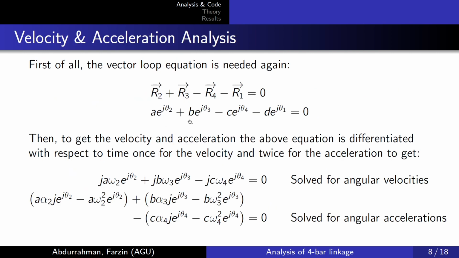Then we would need to get the velocity and acceleration. For that, we will do exactly the same thing. We will reach the same equation for the vector loop equation, but to get the velocity and acceleration, we will need to differentiate this equation once to get the angular velocities and twice to get the angular accelerations. So differentiating this once, we will get the following, where we can say since the length of the link is constant, this will be left alone, and then differentiating this with respect to time will have itself times the derivative of its exponent. Since j is also a constant, it would stay outside, and the derivative of theta 2 with respect to time is theta 2 dot, or omega 2, which is the angular velocity of that link.